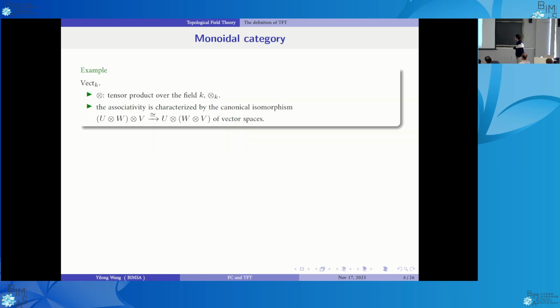Another example: the category of vector spaces has a natural tensor product, which is the tensor product over the base field K. And the associativity is characterized by this canonical isomorphism that we all know.